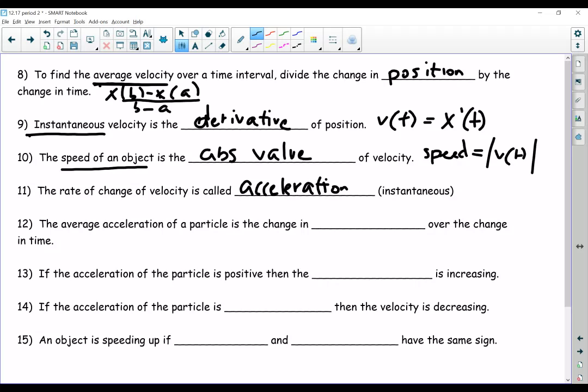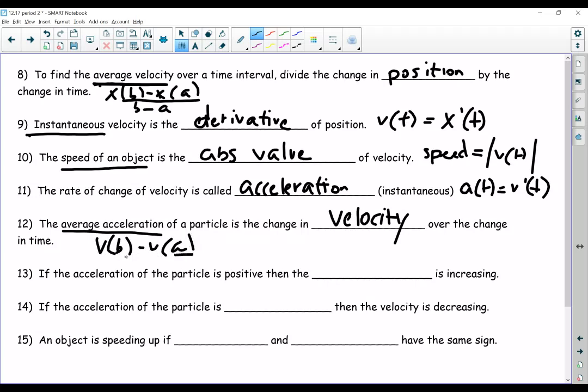And I'm talking about the instantaneous, so we usually use the letter A of t, and that's just going to equal v prime of t. The average acceleration, aka the average rate of change of velocity, is the change in velocity over time. So we would do v of b minus v of a. So the rate of change of velocity is the average acceleration. That gets really confusing later on, so we're just going to keep that straight.